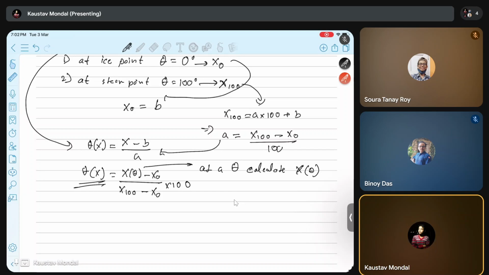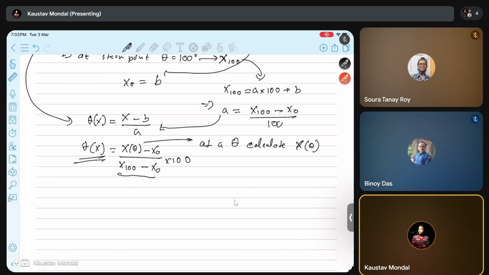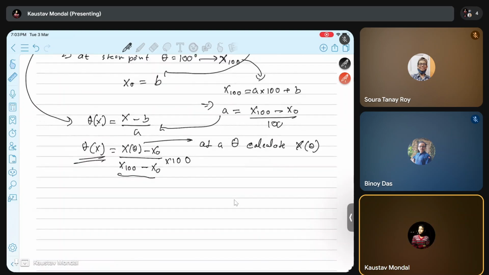using that particular scale. And x0, x100 are the fixed values, that is, what is the value of the thermometric property at 0 degree, and what is that property at 100 degree. Those are some fixed constant values. So by putting this into this expression, we will be getting the temperature of our interest. So this is a very important equation, you can say.